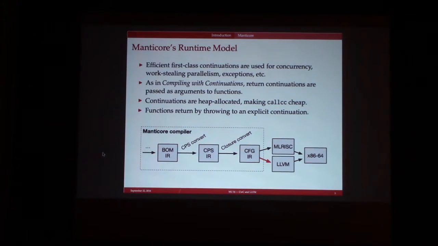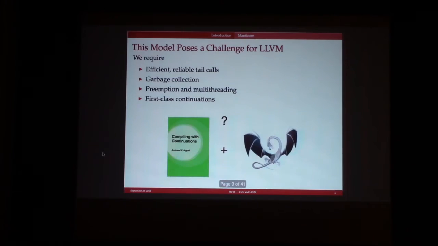So this is the basic structure of the LLVM compiler. We have a direct style IR called BOM, where we do some optimizations, and then we do CPS conversion to our CPS IR, and then we also do closure conversion. And in CFG IR, we basically have the program in a first order continuation passing style representation, and this is the part where we have this kind of mismatch, where we have this continuation passing style IR, and then we need to get to LLVM. And that's really what I'll be telling you about, and in particular, the challenges that we faced when developing the backend to produce LLVM IR.